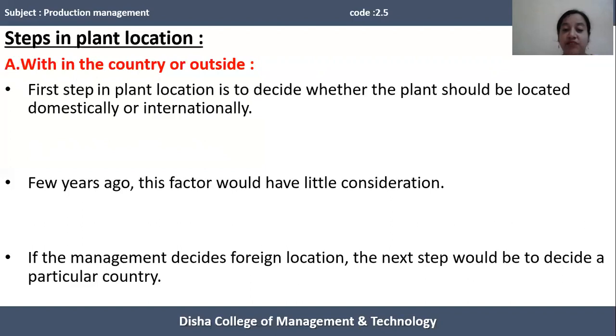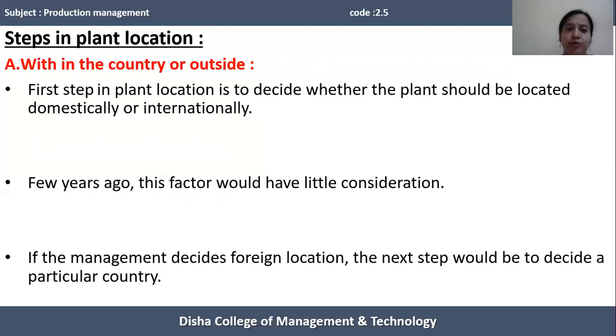A few years ago, this factor would have had little consideration. Before globalization, there were many restrictions on international trade, so every industrialist installed their plant in their home country only. But after globalization, after the internationalization of business, this factor takes much consideration. This factor has greater importance, and the industrialist has to make various decisions related to locating the plant internationally or domestically.